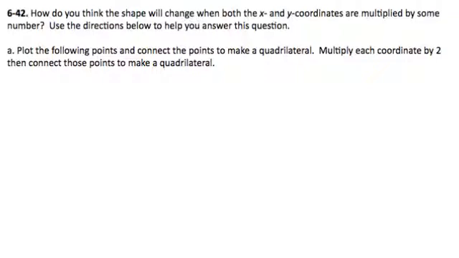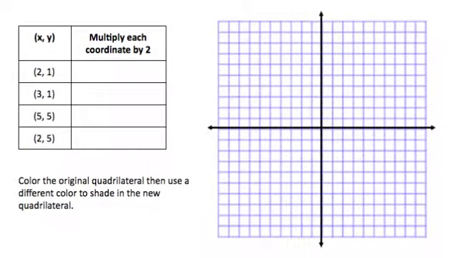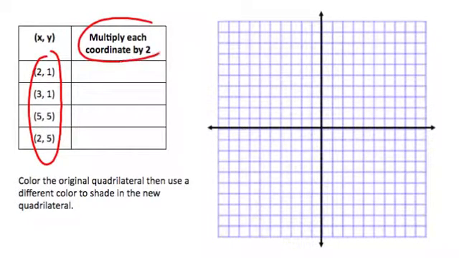What you're going to do is plot the points and connect them to make a quadrilateral. Then you'll multiply each coordinate by 2 and connect those points to make a new quadrilateral. So right now, begin by graphing these points right here on your graph. Then you're going to multiply the x and the y by 2 to get your new coordinates. Then you're going to graph those new points on your graph.